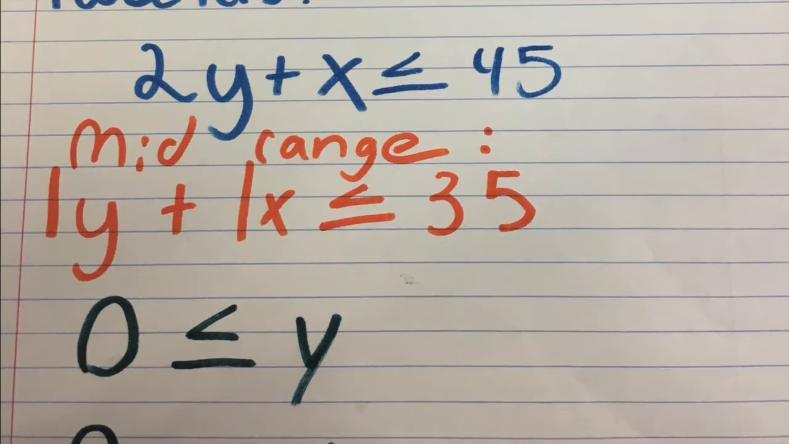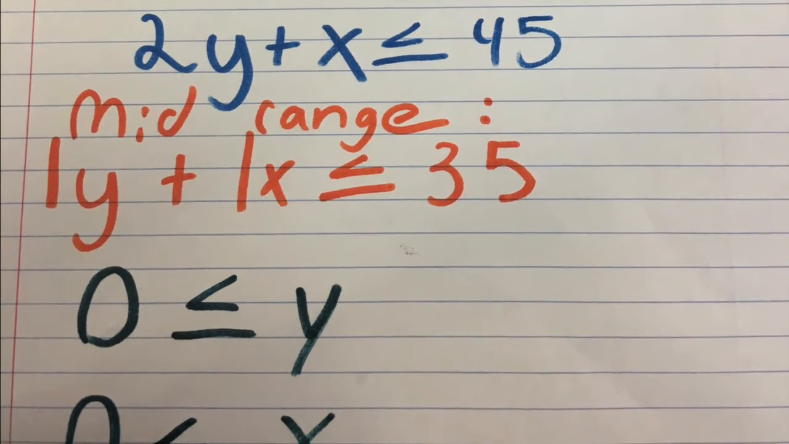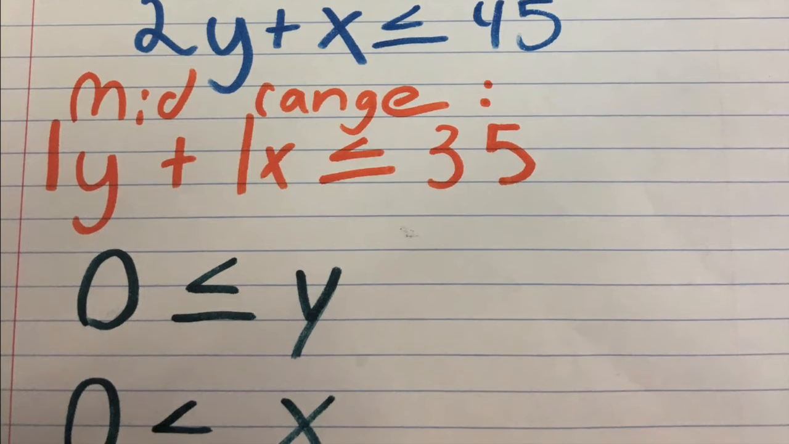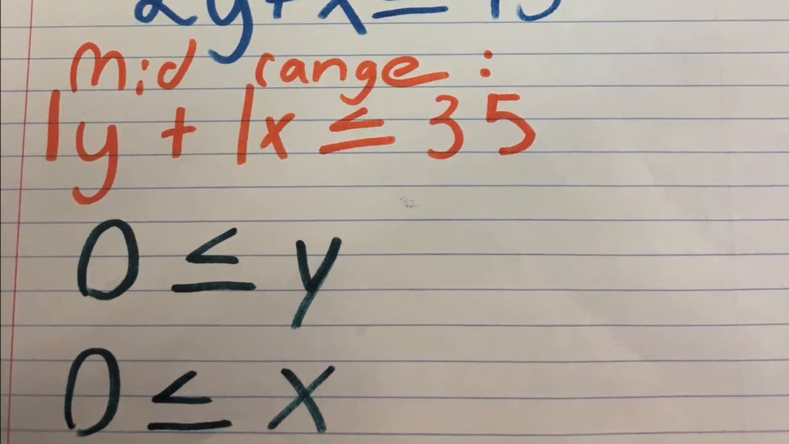Now, because in this problem we know that we can't have any negative variables, we have to set some boundaries for our graphs. So our boundaries are going to be 0 less than or equal to Y, and 0 less than or equal to X.